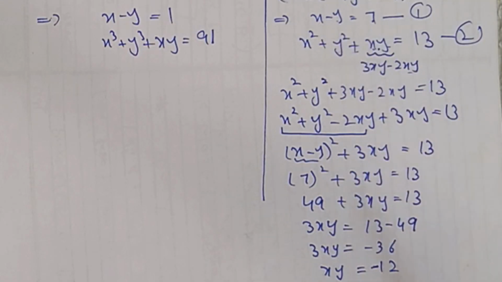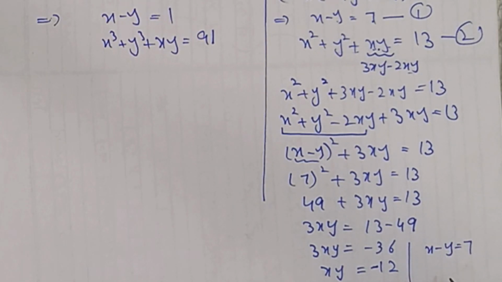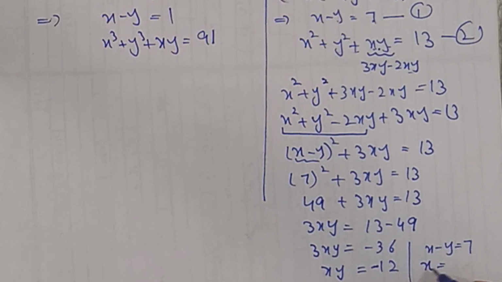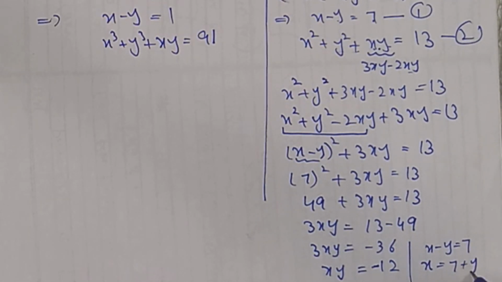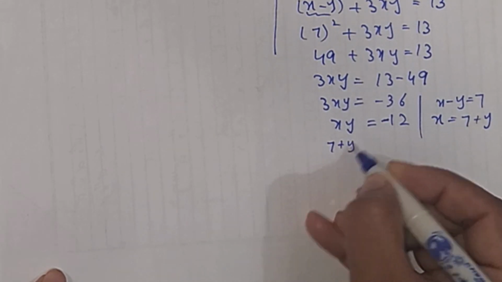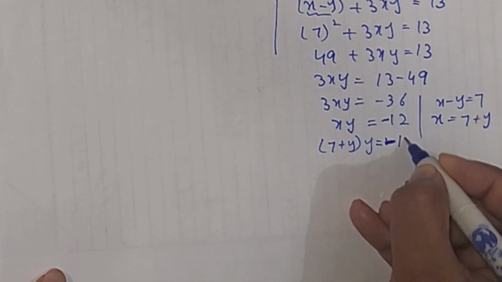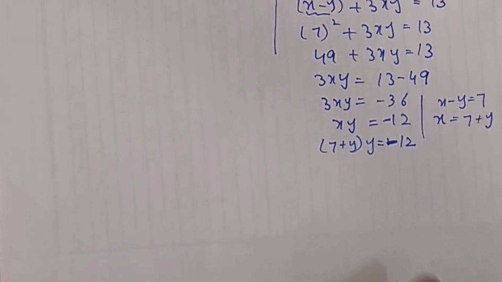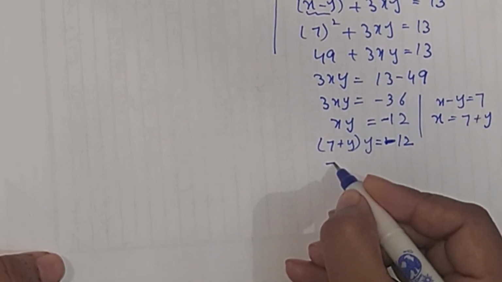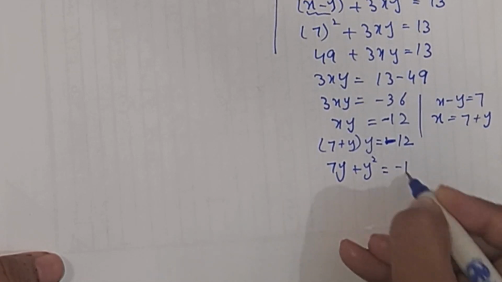Look at equation number 1. This is x minus y is equal to 7. If we add y on both sides of this equation, then x is equal to 7 plus y. So we substitute the value of x in this part. This becomes 7 plus y multiplied by y is equal to minus 12. Multiply y by 7, we get 7y. Multiply y by y, we get y square, it's equal to minus 12.